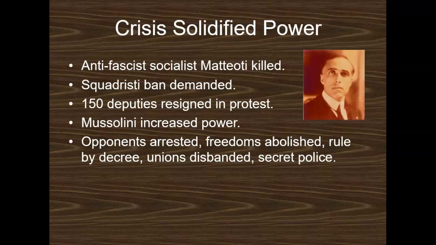But that didn't happen. Mussolini simply stayed in power, and without having any kind of opposition in the parliament, had the parliament very quickly pass a number of laws which gave him dictatorial power really for the rest of his time. Soon thereafter, his political opponents were arrested. All of the freedoms that one would expect out of a parliamentary democracy were abolished, and Mussolini just started to rule by decree. Unions were disbanded, and Mussolini's secret police was formed and became much more powerful.